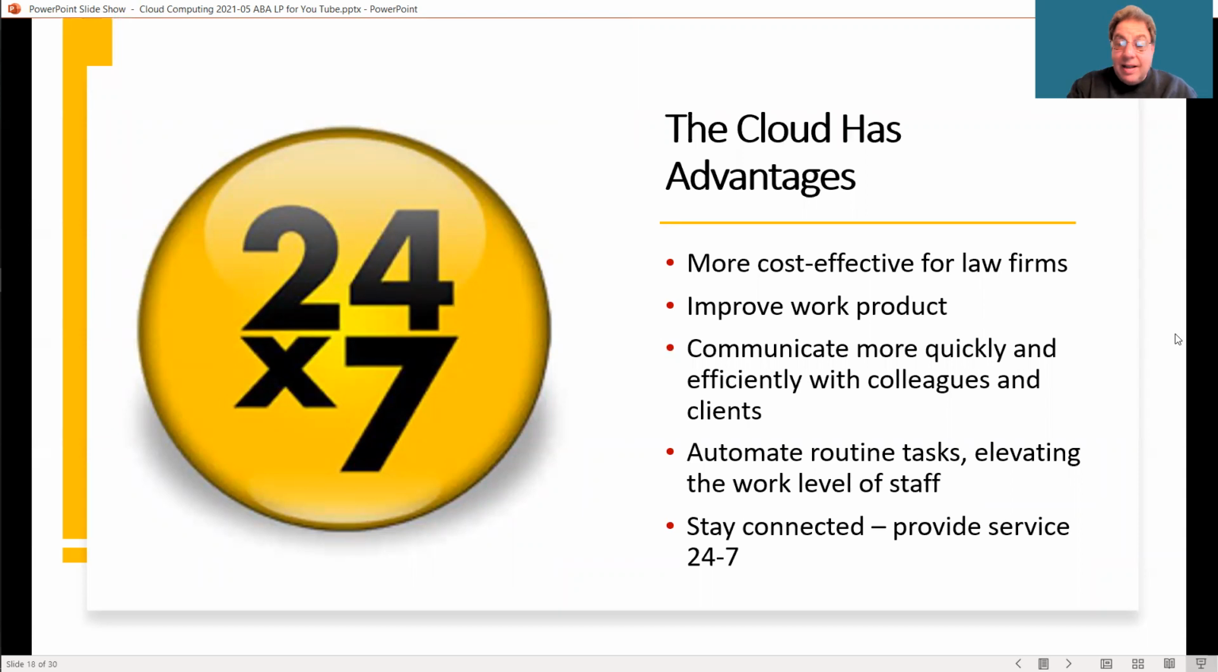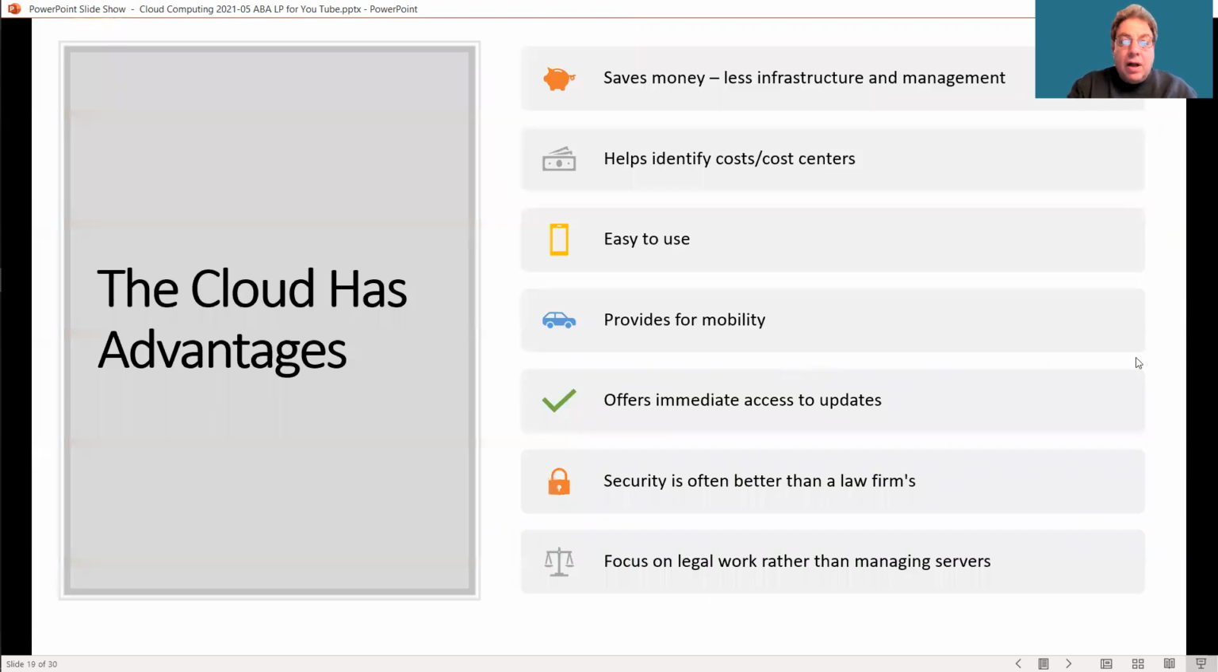The cloud has advantages. It may be more cost effective. It can improve your work product. Certainly, if you couldn't share data during the pandemic, your work product was certainly diminished. It can automate your tasks, and you should be connected essentially 24/7. Other advantages are it can save you money because you're not dealing with infrastructure, updating all of your servers and all of your desktops as frequently. You can easily track the costs. It offers immediate access for updates. Usually the vendors do it. And in most cases, the software security is better or comparable to a law firm's, but rarely is it less secure, so that your office focuses on what you're doing rather than managing technology.